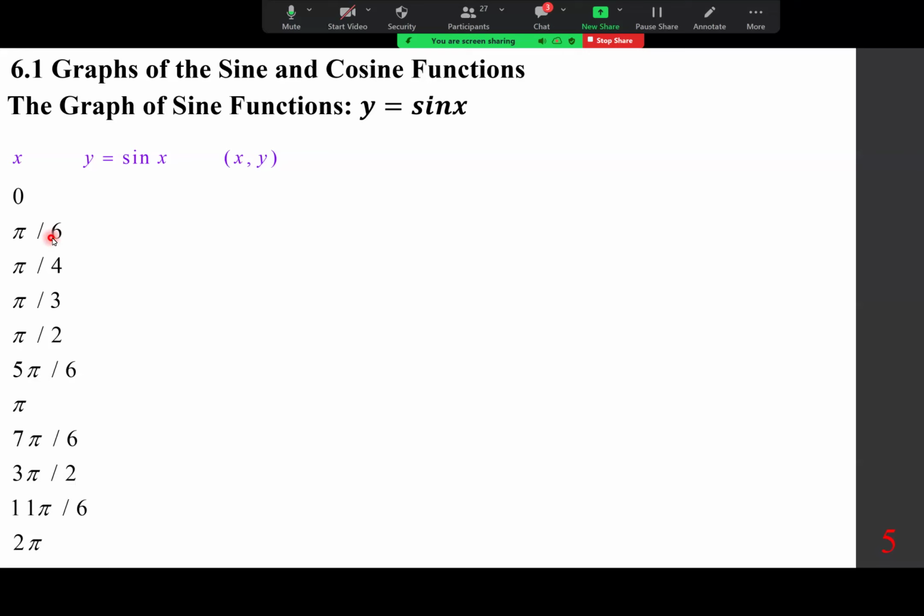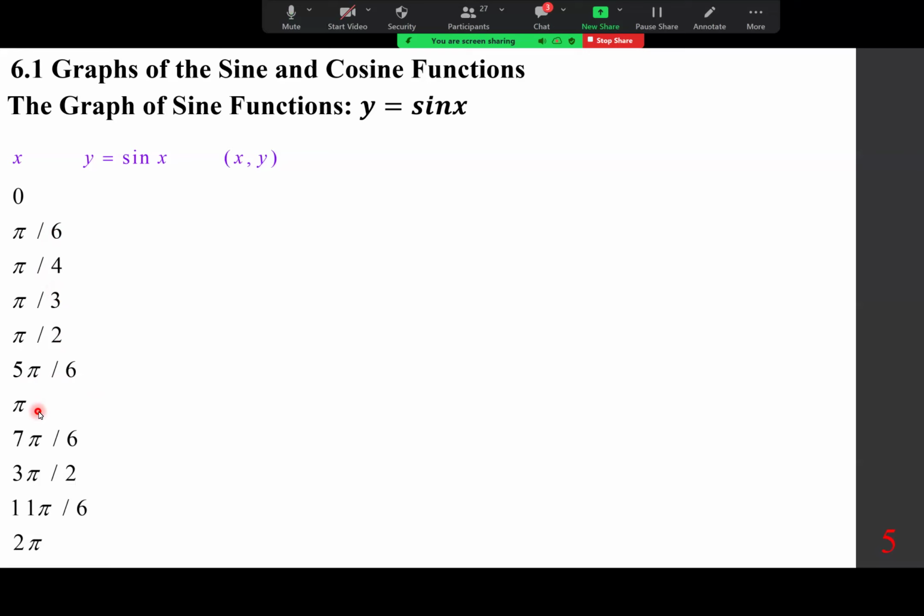Pi over 6, sine is 1/2, so pi over 6 and 1/2. Pi over 4 is square root of 2 over 2. Pi over 3 is square root of 3 over 2. Pi over 2 is 1. 5 pi over 6 is the same as pi over 6 in the second quadrant. Sine is positive, so it makes it positive 1/2.